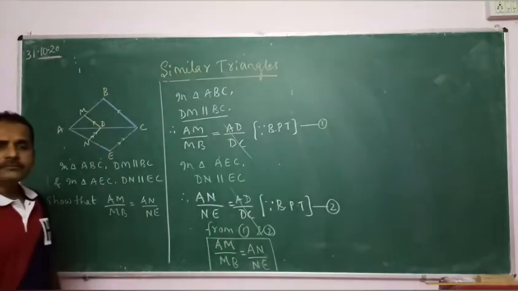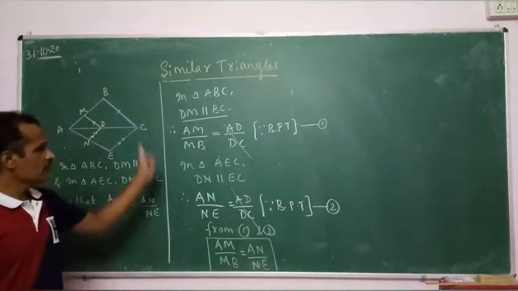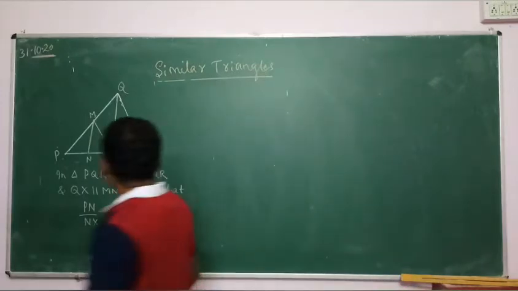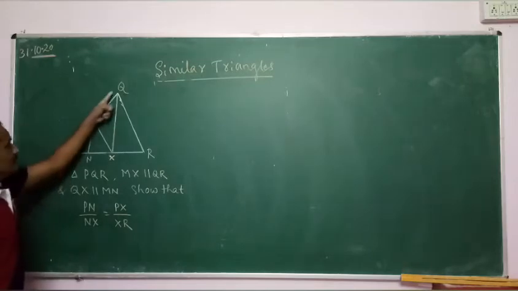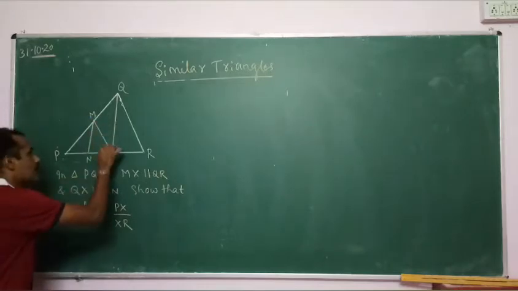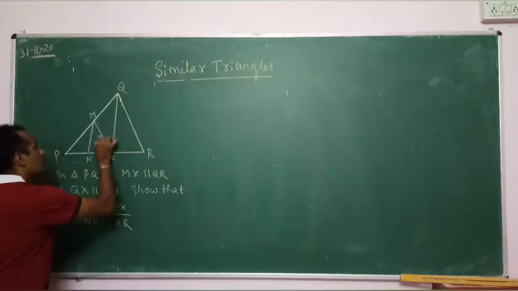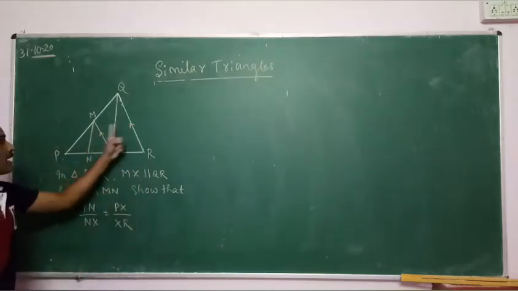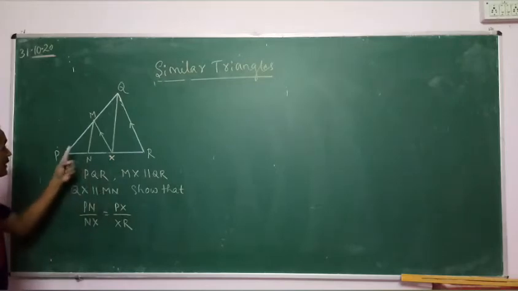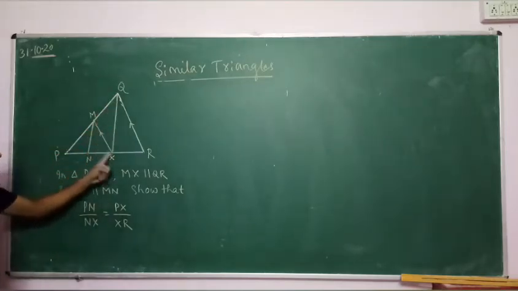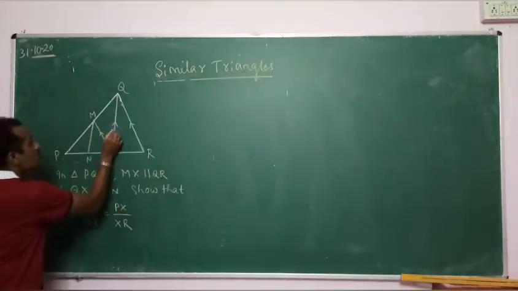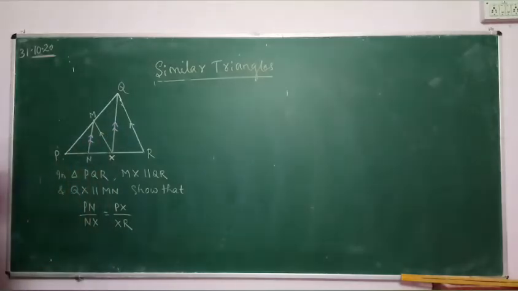Okay. Let me go for one more problem. First you note this. Let us understand this problem first. What is given? PQR is a triangle. In this, MX is parallel to QR. This MX and QR are parallel to each other. Let me mark like this. Further, they say QX is parallel to MN. QX and MN are also parallel. Let me mark again here. These two are also parallel to each other.